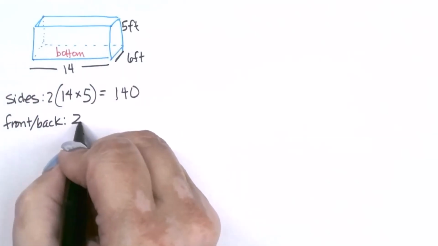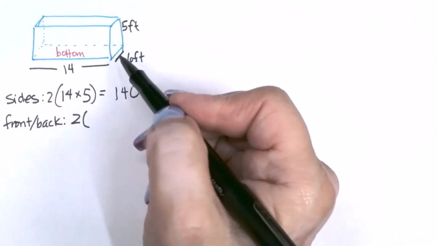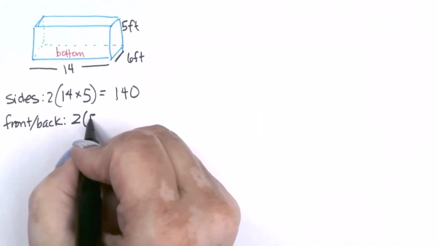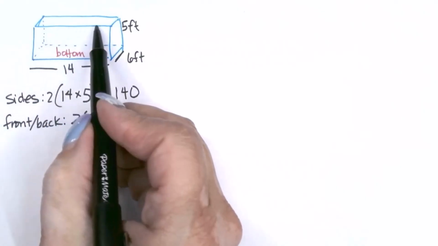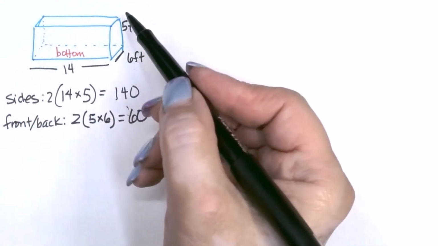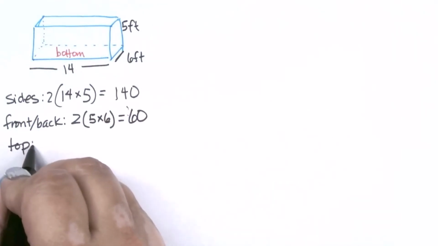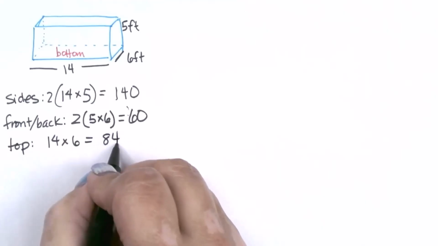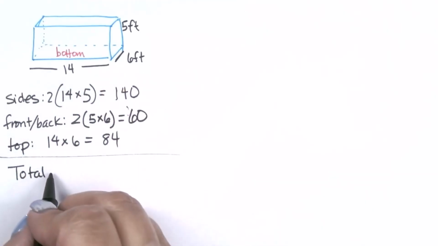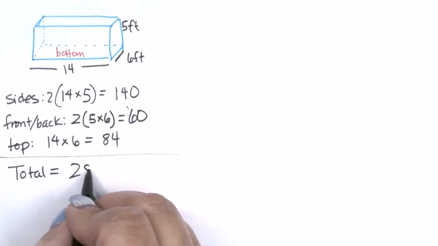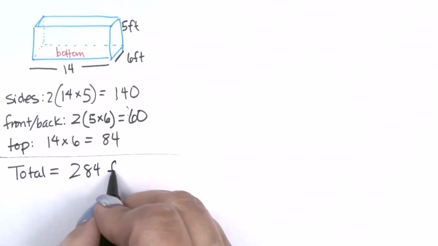Then let's do the front and back. Again, 2. And this panel right here is a 5x6. So that's going to be 60. And we only need the top. And the top panel right here is 14 by 6. 84. Add that all up. Your total square footage for surface area is 284 square feet.